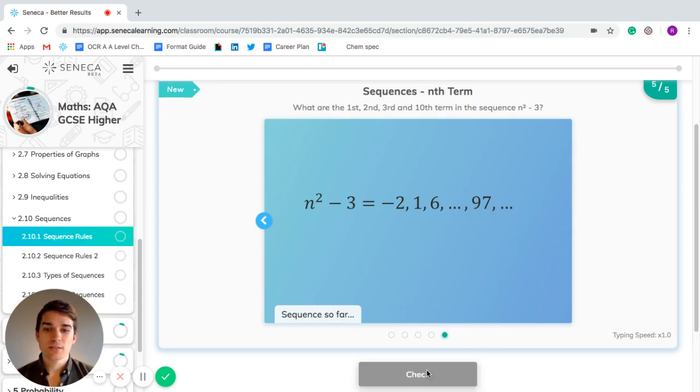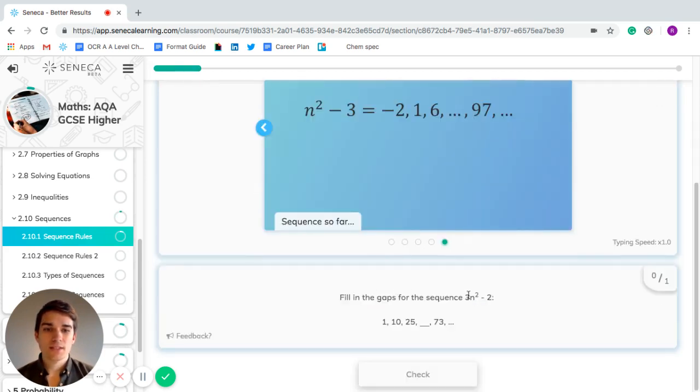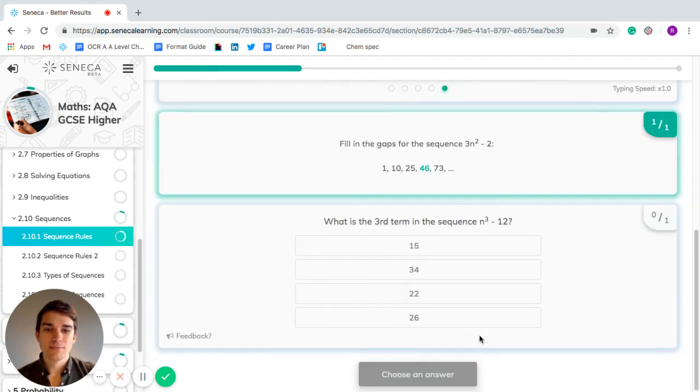So let's have a look at some questions now. Fill the gaps in the sequence 3n squared subtract 2. We're looking for the fourth term in that sequence. So we put in n equals 4. 3 times n squared, so it's 4 squared in this case, so 16 times 3 is 48. Subtract 2 would be 46. That's it. Next question.